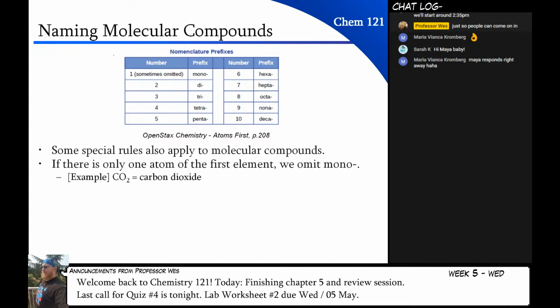All right. So here are the numeric prefixes right here. If you have one of something, then we put mono in front of it. If you have two of something, you put di in front of it, and so on and so forth. So this goes all the way up to 10. That's as high as we're going to go in this class.